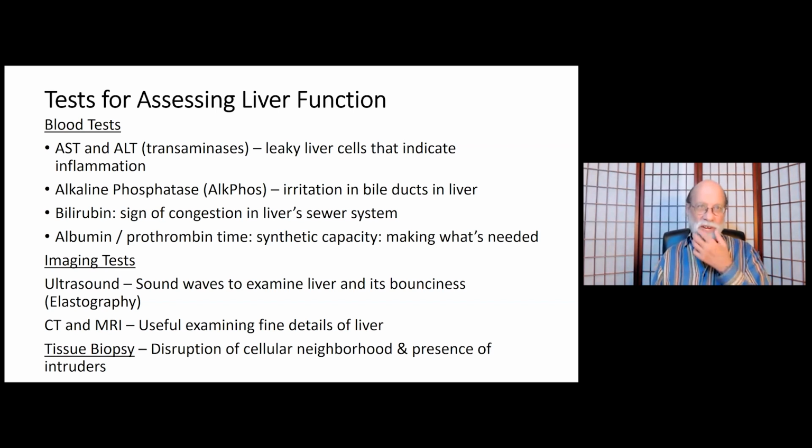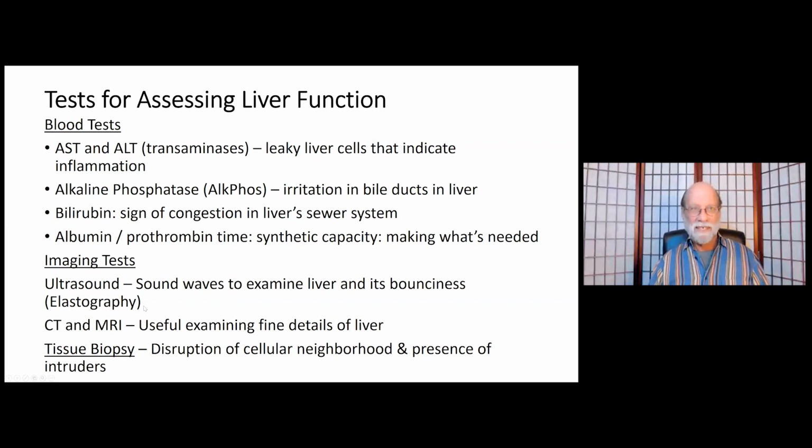And there's also a new test, which essentially is measuring how bouncy the liver is. Normal liver should be jelly-like and should bounce around. When the liver starts to become irritated and starts to develop fatty liver, the bounciness declines. And it declines even more to the extent that scarring occurs within the liver.